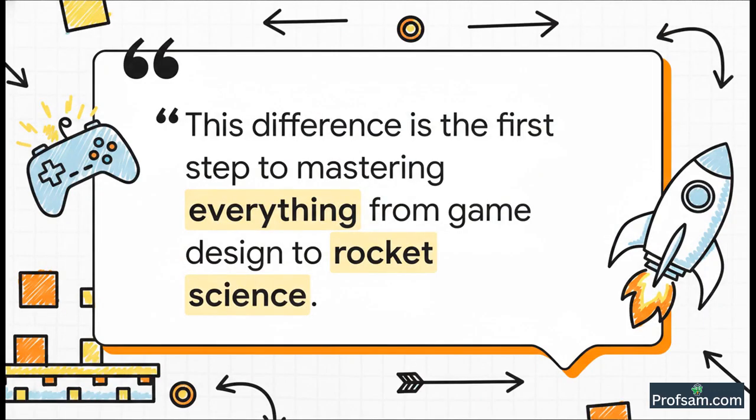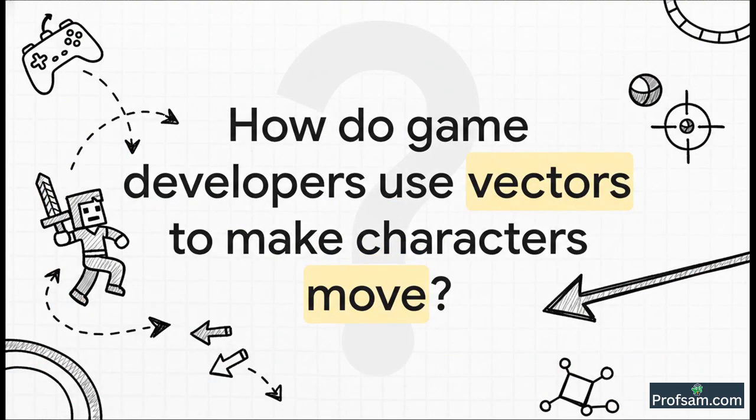And why is this all so important? Because what you've just learned goes way beyond your exams. This difference between a simple number and a number with direction, well, it's fundamental. It's literally the code that powers the physics in your favorite games and the navigation systems that help fly rockets to space. So, I'll leave you with this final thought.